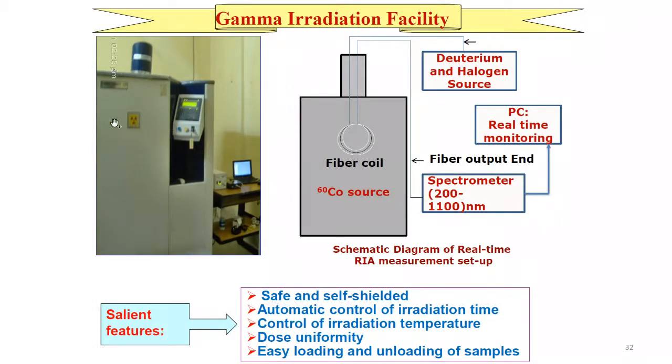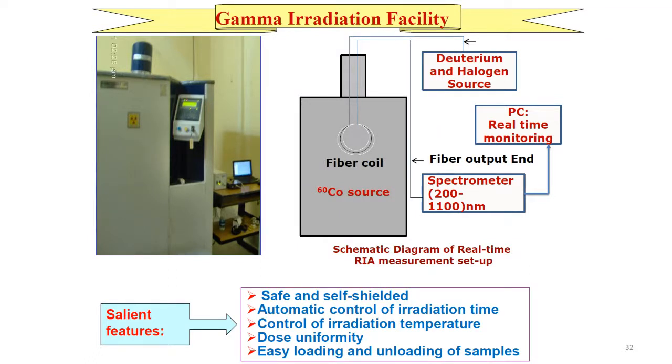What you're seeing is a central feature which has the gamma ray source. This part that you see allows you to mount your target. Then it is lowered in, it goes and sits inside, and you have the radiation of the gamma ray. So is it a fill and forget story? No, we also have facilities for doing online monitoring of the studies that are going on.